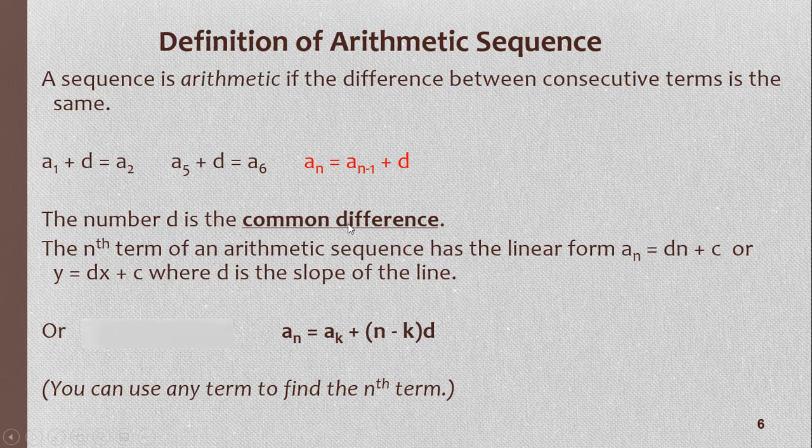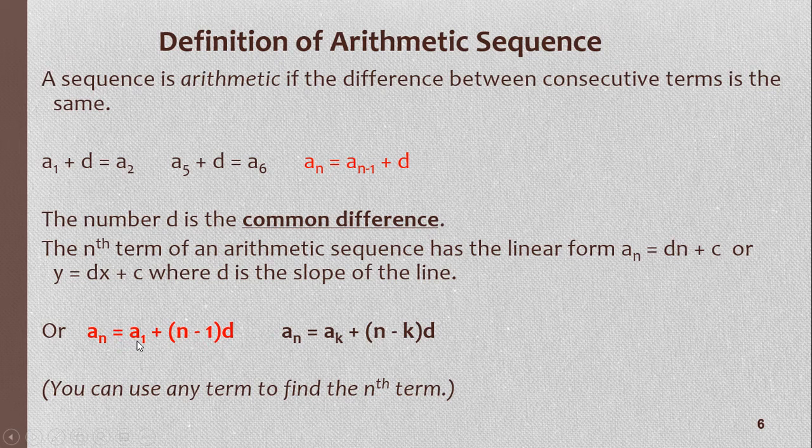Now, that's called the common difference. The nth term of the arithmetic sequence has the form y equals dx plus c, where d is the slope of the line. So an arithmetic sequence is going to have a nice linear look to it. Okay? The form that we are going to be using are these ones here.